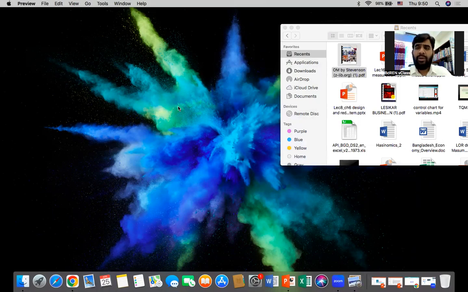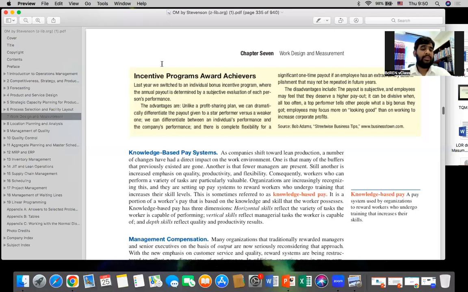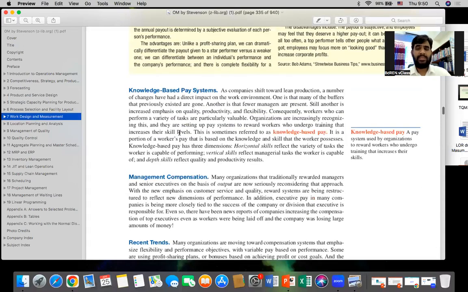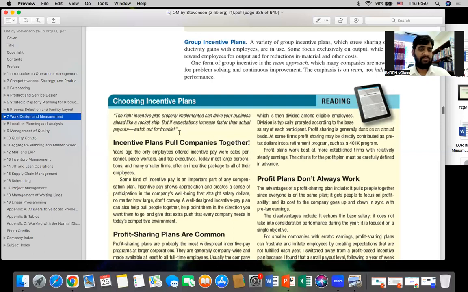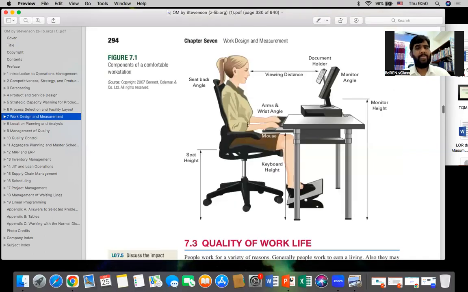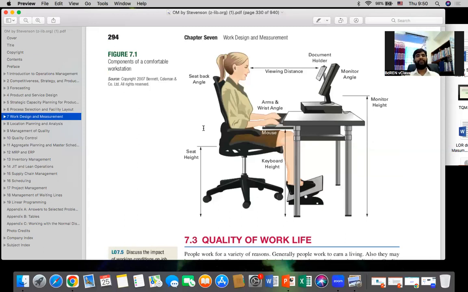So are you going with me? Yes, sir. What is ergonomics? Yes, it's human factor engineering, also known as human factor engineering. So for example, the example is given here.